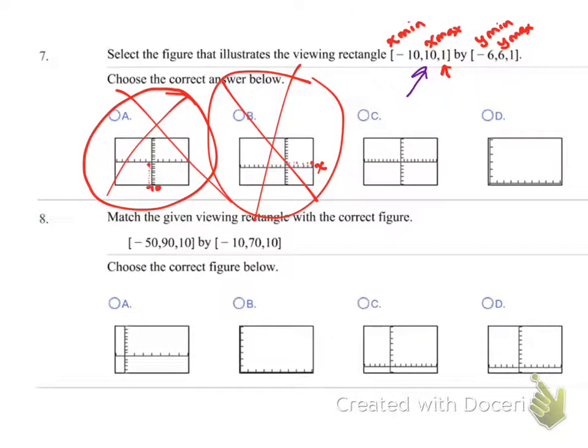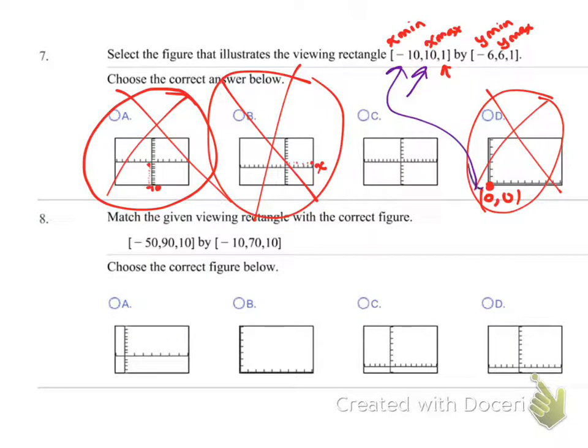And if I look here at D, this point right here is the origin, which is 0, 0. And so what that tells me is x minimum is 0 and y minimum is 0. But we know that cannot be the case because of the given coordinates. Because the x minimum has to be negative 10 and the y minimum is negative 6.